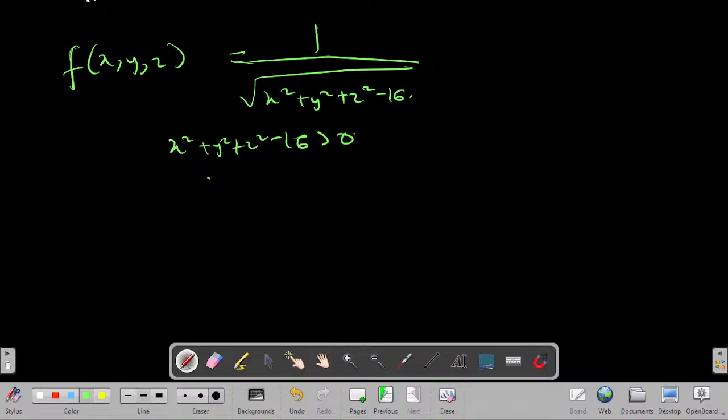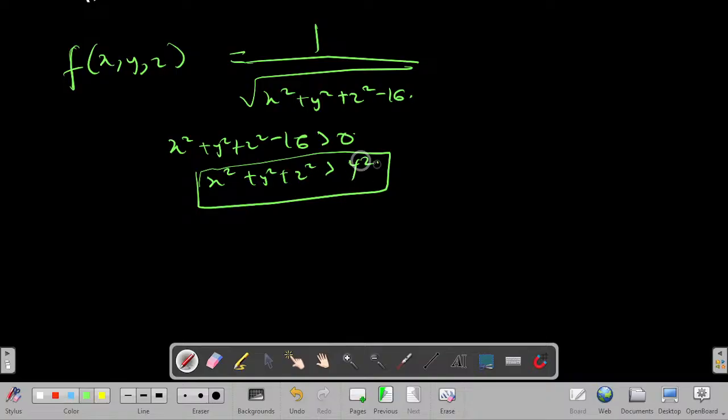Once you have that done, you have x squared plus y squared plus z squared greater than 16. This is the equation of a sphere. Therefore, the domain of this function is a set of numbers outside a complete sphere of radius 4. Take note, a complete sphere of radius 4. This is 4 squared, I mean 16, of radius 4. So the region is greater than what? 16 or 4 squared. And the region is outside this domain.